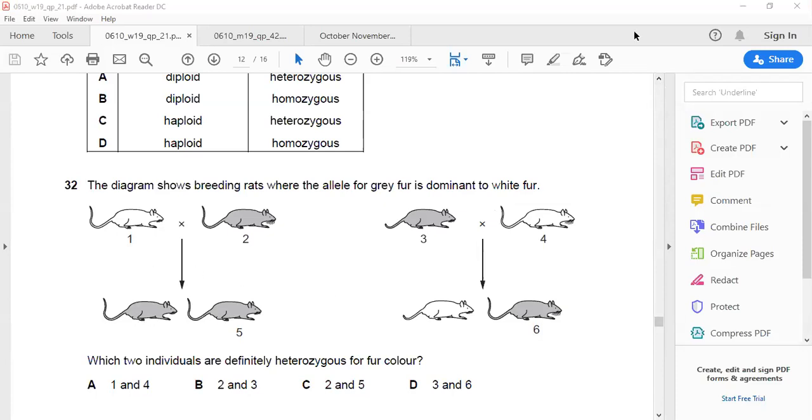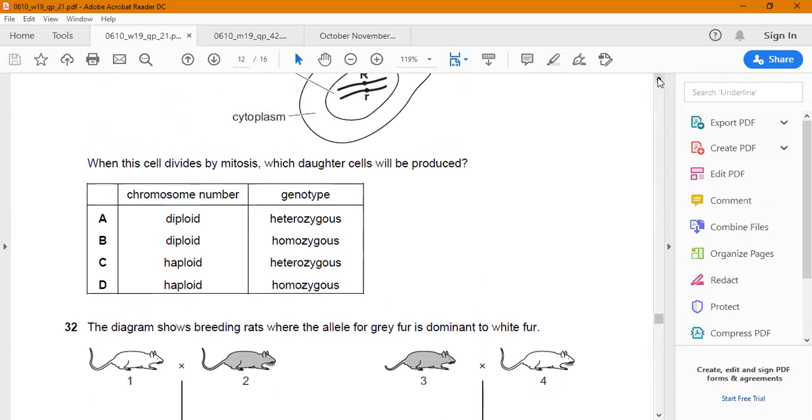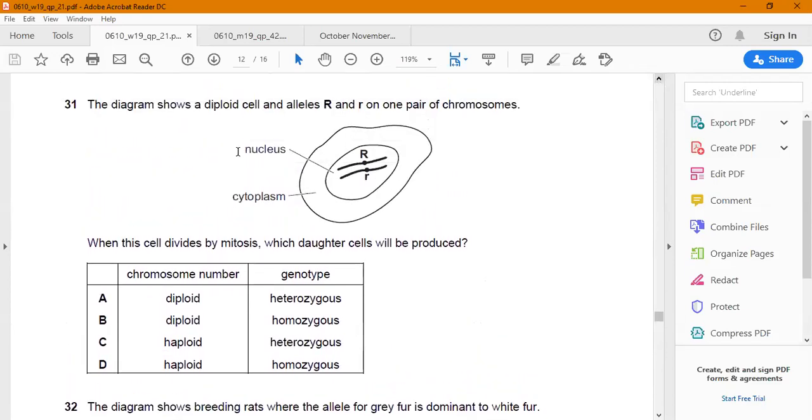Okay, so first of all, what do y'all think is the answer for number 31? The diagram here shows a diploid cell and alleles capital R, lowercase r. So is it homozygous or heterozygous? Heterozygous. Very good. And this is in one pair of chromosomes, right?